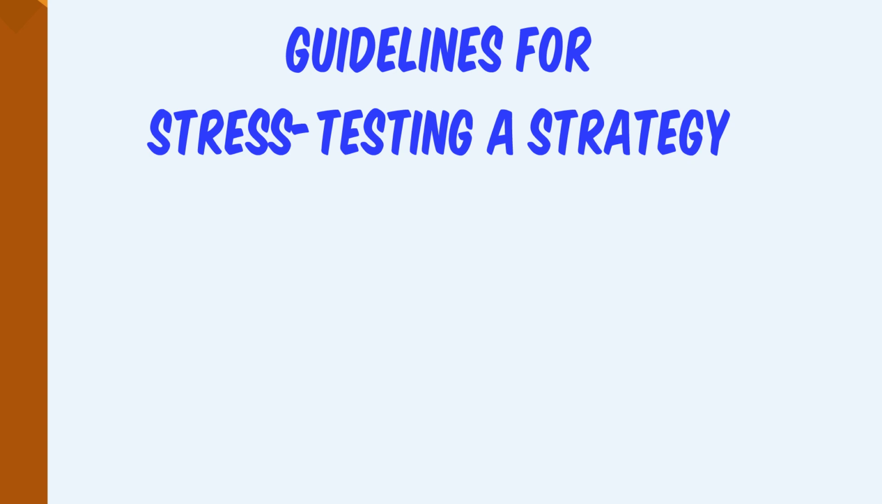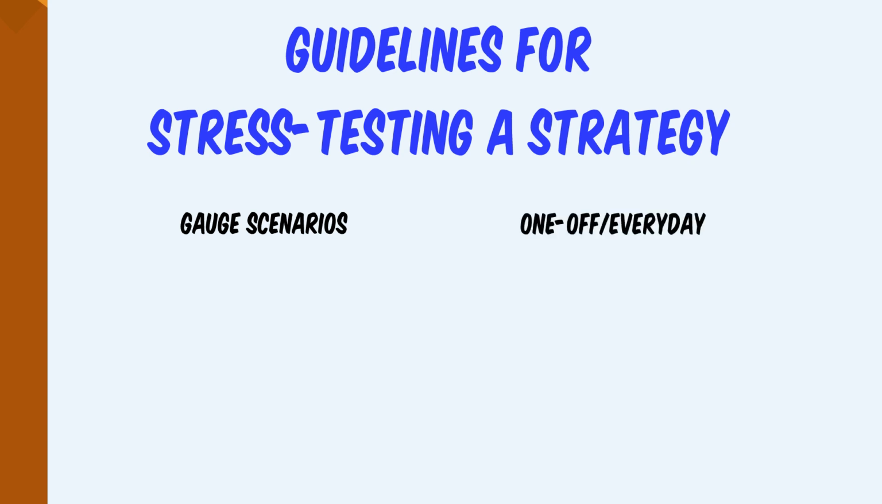But for now, let's jump in and consider the guidelines for stress testing a strategy. And these guidelines are gauging the scenarios that you might face, looking at whether they are one-off events or whether they are everyday events. Then look at how you might mitigate those particular risks. And finally, how you integrate that mitigation into your existing strategy. So let's take a look at each of these in turn, starting with gauging scenarios.